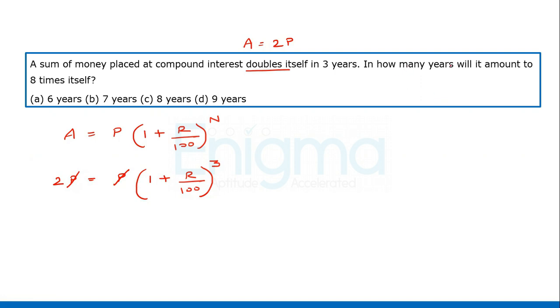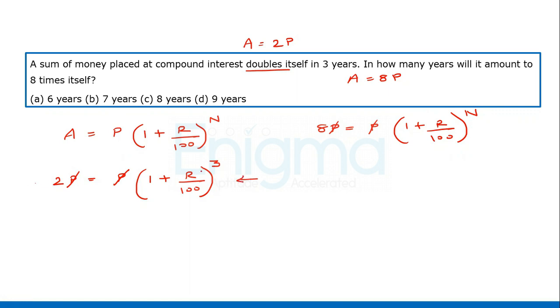Now we want, in how many years will it amount to 8 times itself? So that means we want amount is equal to 8P. So it becomes 8P is equal to P into bracket 1 plus R by 100 raised to N. So P will get cancelled. The equation will be 8 is equal to 1 plus R by 100 raised to N. Now we have this equation. Now we have here 2.